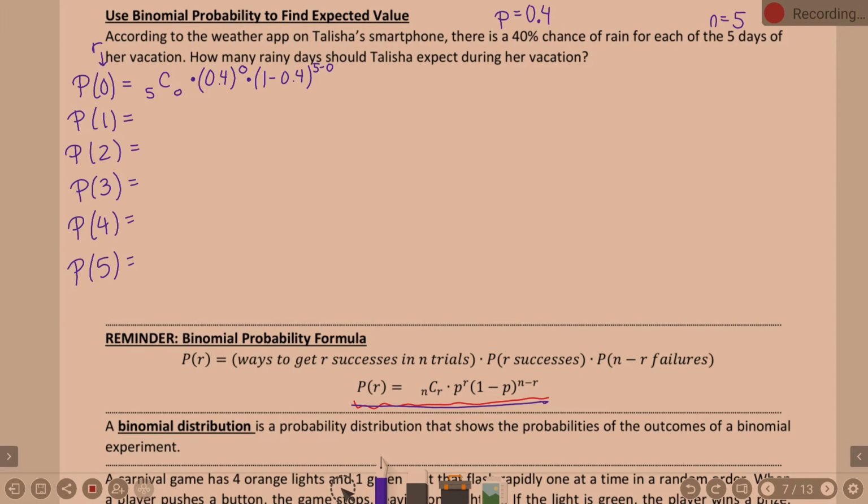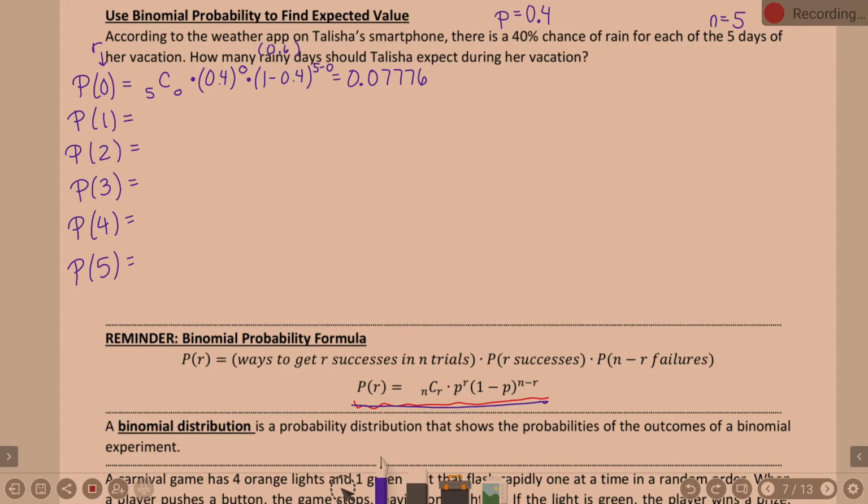I'm not going to clean every one of these up and write them all out, but realize that 1 minus 0.4 is always going to be 0.6 as we go down this page. And 5 minus 0 is 5. I believe 5C0 is 1, and 0.4 to the 0 is 1. So you really are just finding 0.6 to the 5. Did you guys get a value? 0.07776 is what I've written down. Can we get some agreements there?